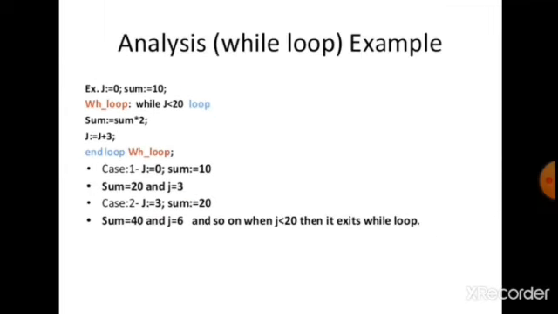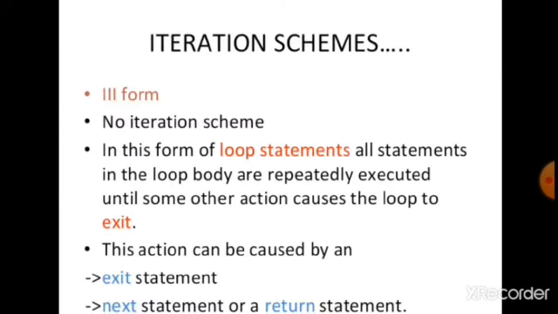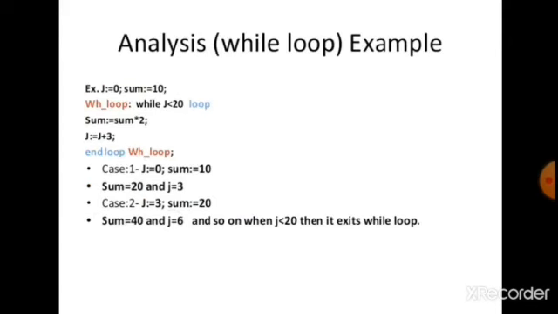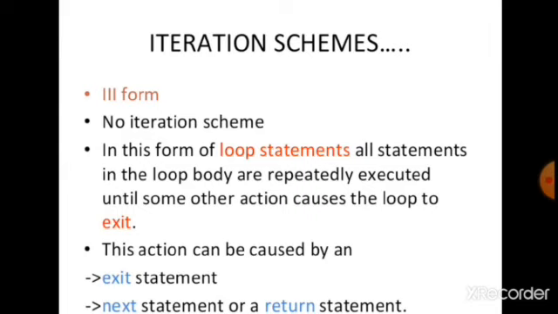Okay, this is about the analysis of the working of the while loop statement. Third and final one is the no iteration scheme. Okay, that means what? No iteration scheme. That means here we are not writing any iteration scheme. In this form of the loop statements, all statements in the loop body are repeatedly executed until some other action causes the loop to exit.